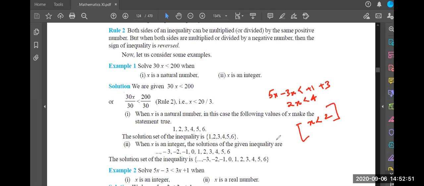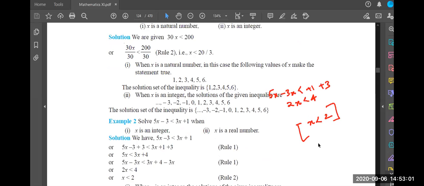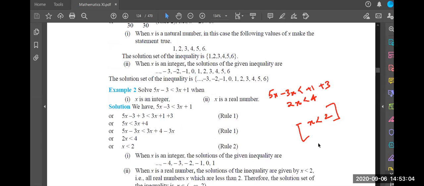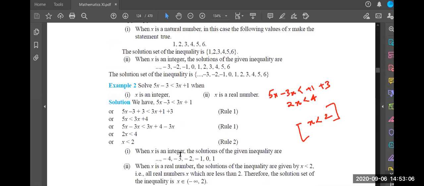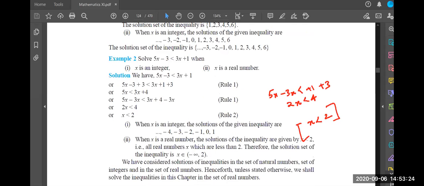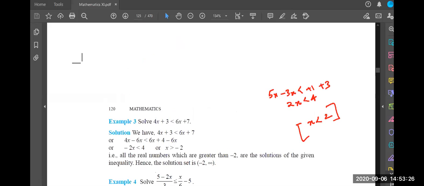Okay. So if x is less than 2 and x is an integer, then what is the value? It will be 1, 0, -1, and so on, right? But if it's a natural number, then you just have to write the interval -infinity to 2. Okay, everyone? Got this? Easy, right? Next.